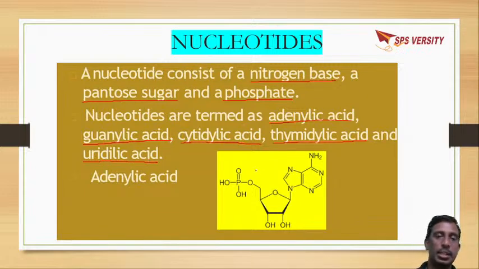So here you can see adenylic acid, a nucleotide. So this is adenine. To this adenine, a sugar molecule is attached. On the other hand, to the sugar molecule, a phosphate molecule is attached. So what do we call the whole structure? What do we call it?